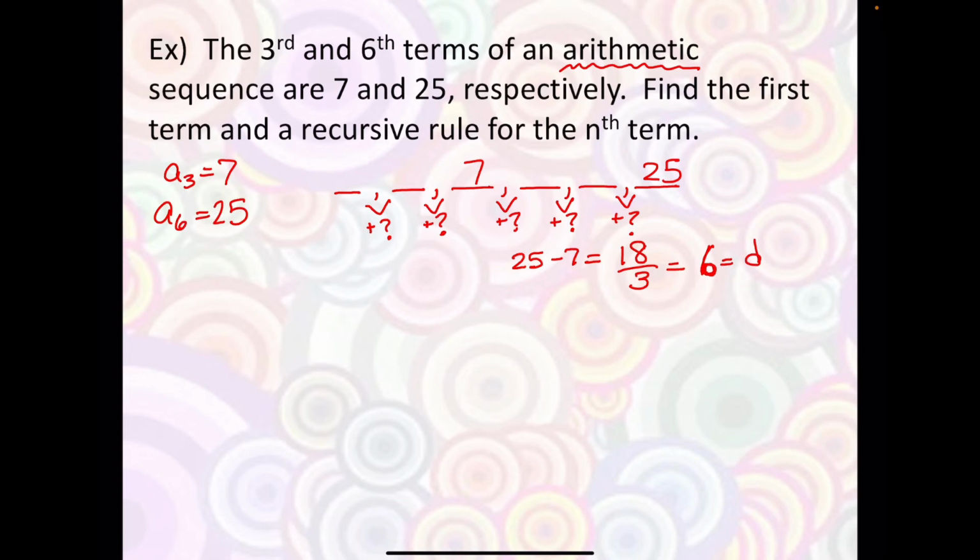All right, so that means I'm adding 6, and I can even check it. If I'm adding 6, then this term would be 13. If I'm adding 6, this would be 19. And if I'm adding 6, then I would get to 25.